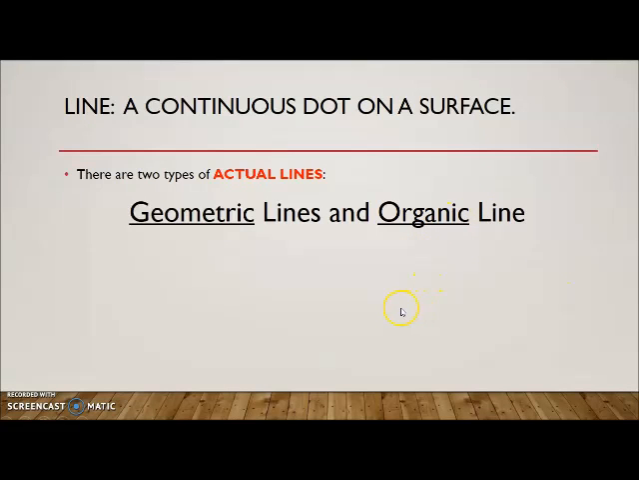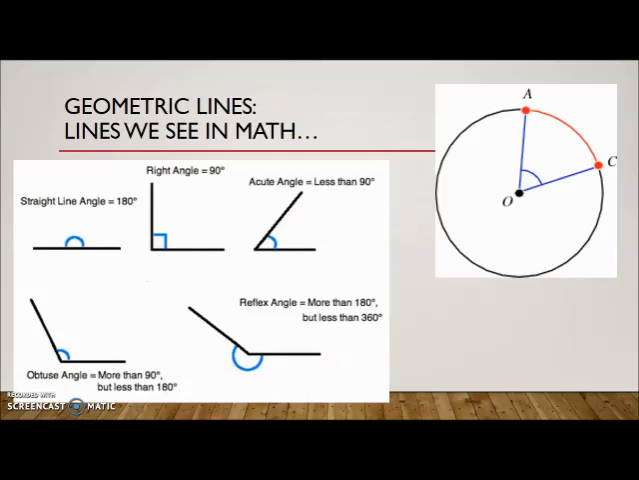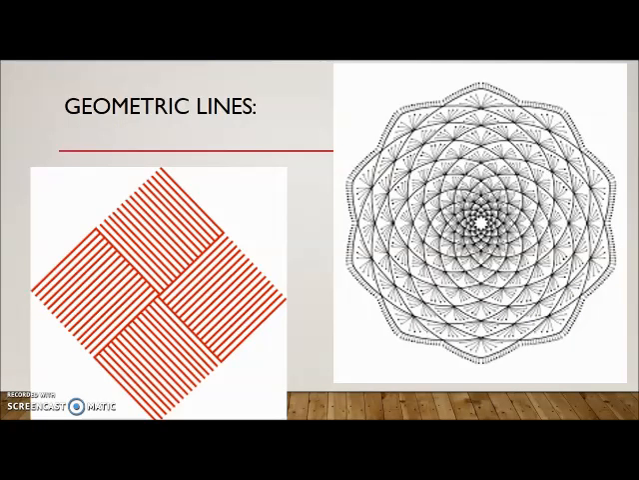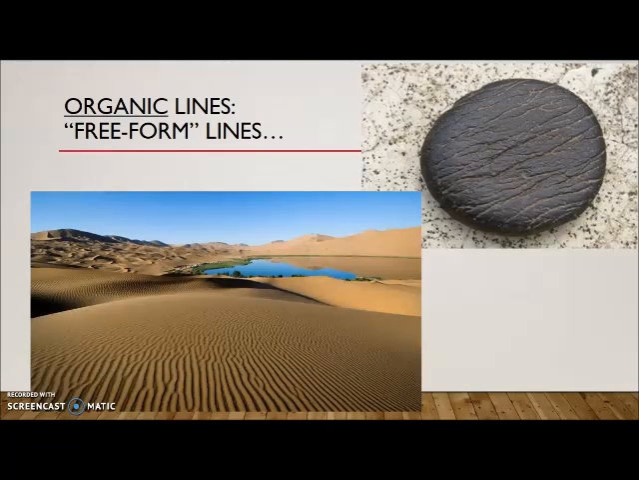Actual lines can be broken down into two additional categories: geometric lines and organic lines. Geometric lines are lines that we see in math. Organic lines are free-form lines. These lines are not necessarily angles or arcs like math lines.